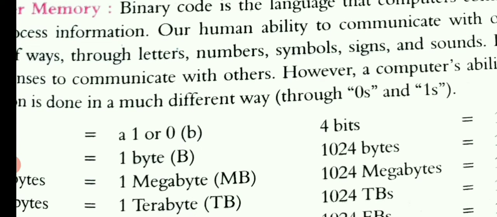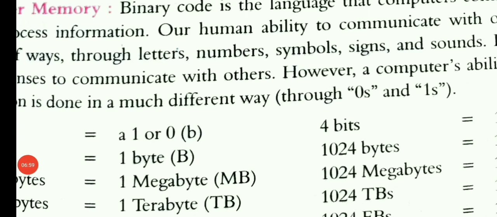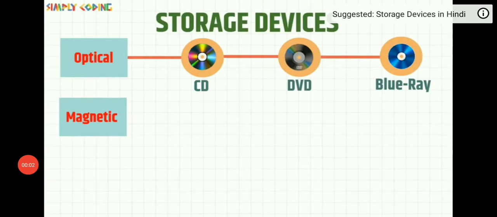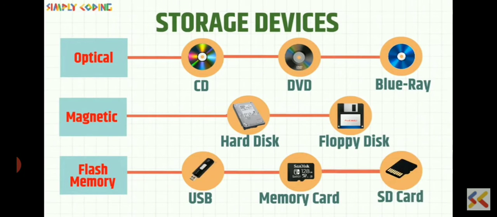So in this video we learn about secondary memory, and secondary memory is a permanent memory, and some storage devices of our secondary memory. So in this video we are going to learn about external memory or storage devices.